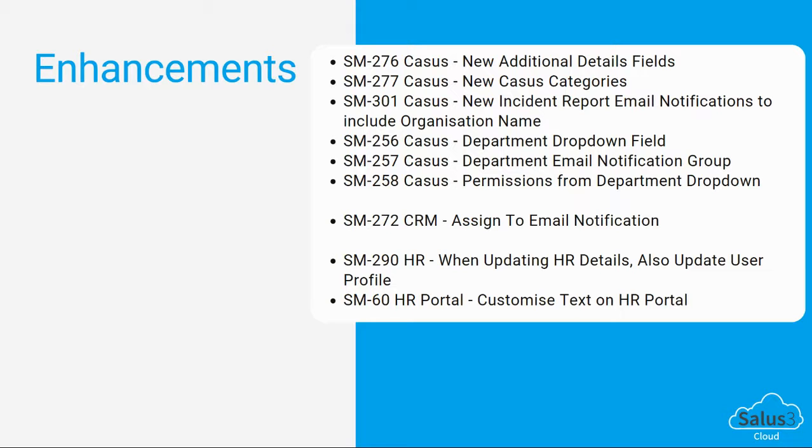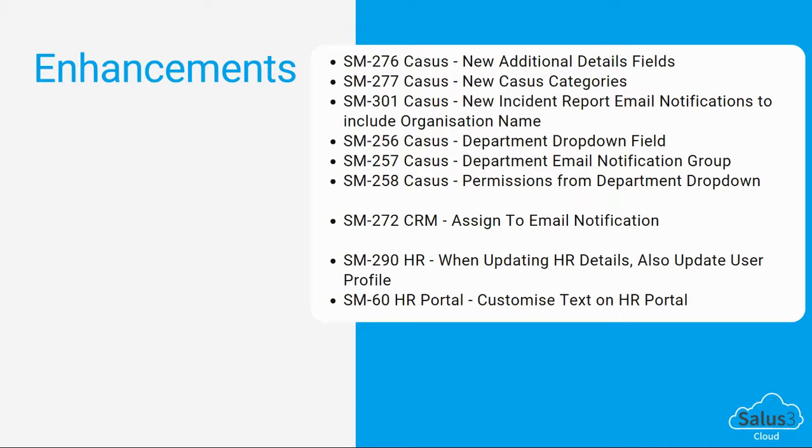Then moving on to the HR module. So when updating the HR details, such as email address or mobile phone number, that will also update the linked user profile. As a result of that, we have removed the address fields from the user profile as they've become obsolete. We don't need to hold the address details of a user within their user account. That's held within the employee record in the HR module.